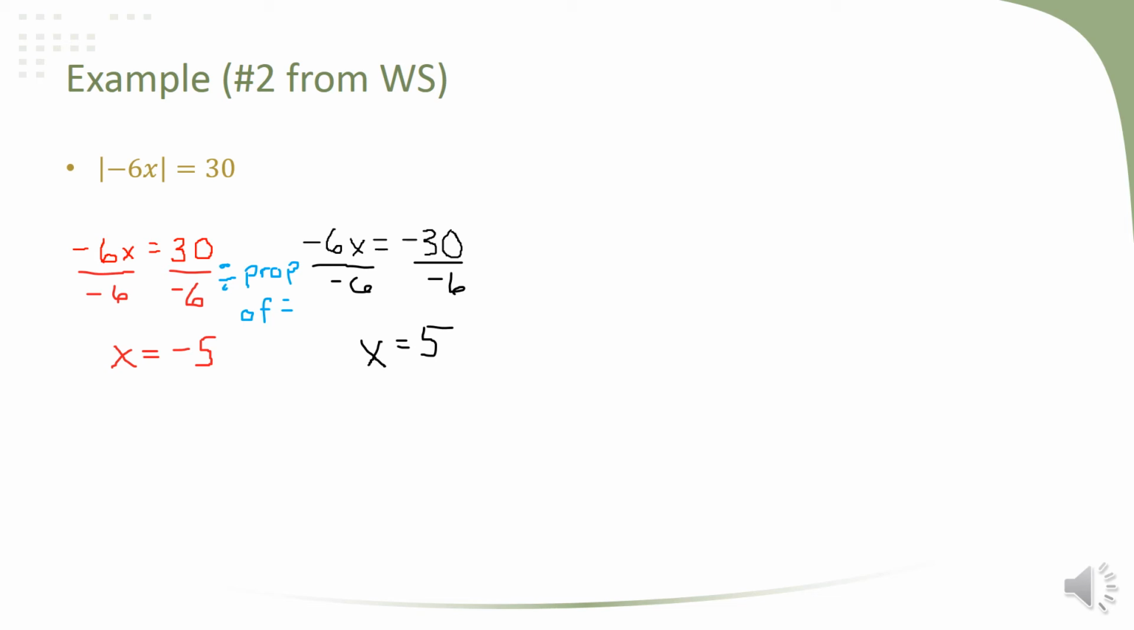Dividing by -6 on both sides in red will give me x equal to -5. Dividing by -6 on both sides with the black equation will give me x equal to 5. Both times I'm using the division property of equality.